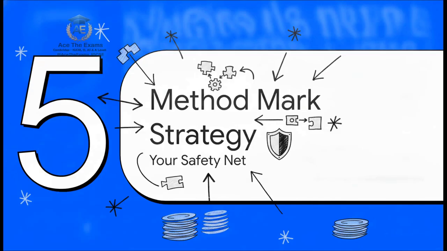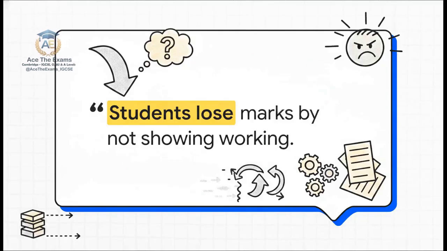Section 5, the method mark strategy. For our final section, we are going to look at the most powerful tool in your exam arsenal. This is your ultimate safety net. There is a massive examiner alert you need to be aware of. Students consistently lose marks by not showing working. This brings us to Challenge 3, Speed Writing. When an exam asks you to trace a recursive function, you have to show every step.